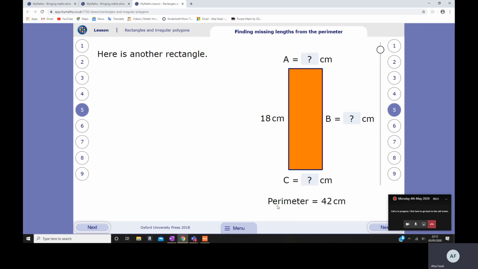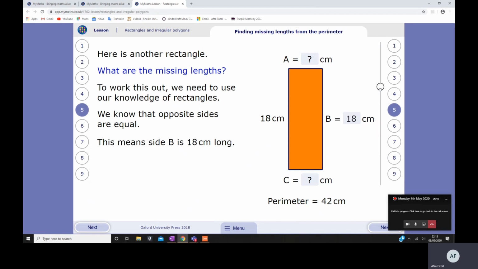Here's another rectangle. The perimeter is 42. So you can work it out. We know that's the opposite side, so we know that B is going to be 18. You'd have to do 18 add 18, and then subtract it from 42 and half your answer for A and C.